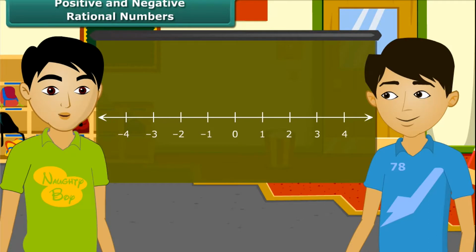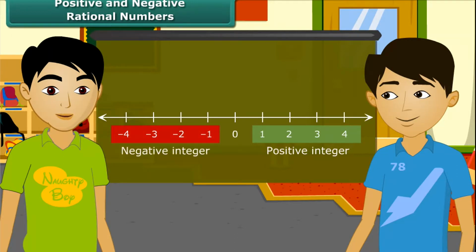How do we represent a rational number on a number line? Look at this number line. Points on the right side of 0 are called positive integers, and points on the left side of 0 are called negative integers. Let's mark 1/2 on this line. 1/2 will lie in between 1 and 0. And -1/2 will lie in between 0 and -1.